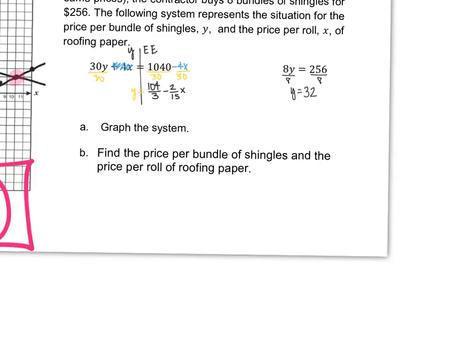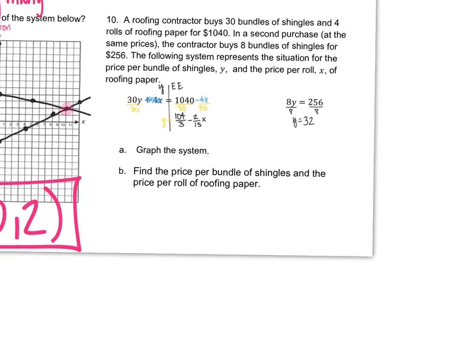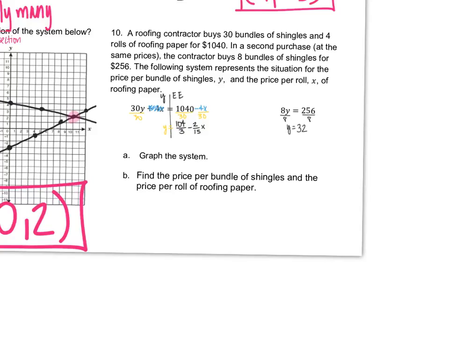So our problem wanted to know the price per bundle of shingles. Well, it told me up here that shingles was my y's. So that means that 32 is going to be the cost of my shingles. It also told me that roofing paper was my x's. So that means that 20 is going to be the cost of my roofing paper. So we just found our solution.